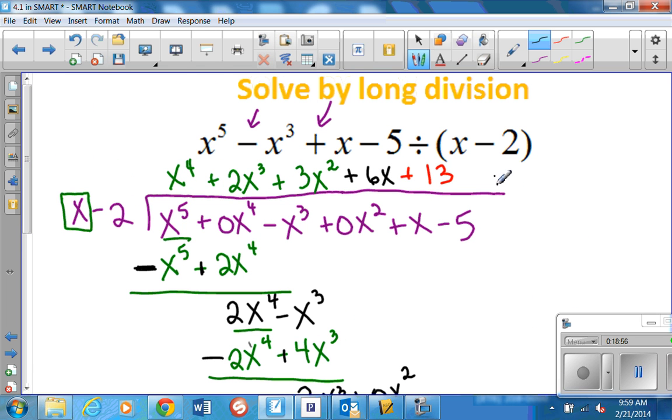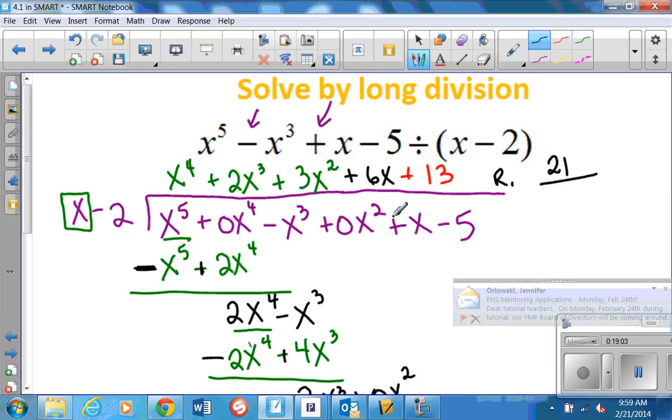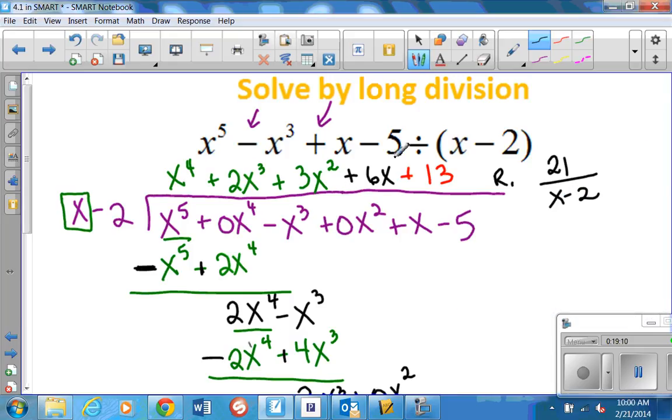So I have a remainder of 21, which, do you remember how you did this? You put 21 over whatever you were dividing by. That's x minus 2. So that whole thing is my answer. So I have a quartic, 1, 2, 3, 4, 5 terms, a quartic polynomial of 5 terms with a remainder of 21 over x minus 2.